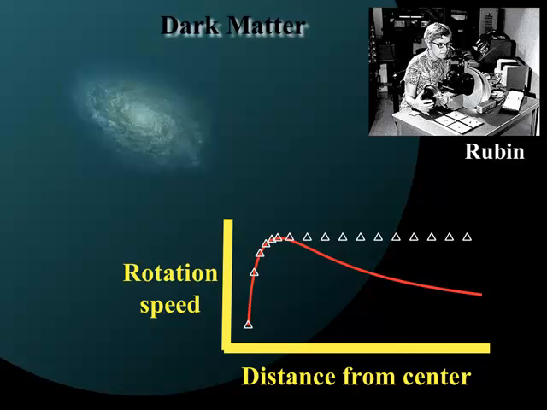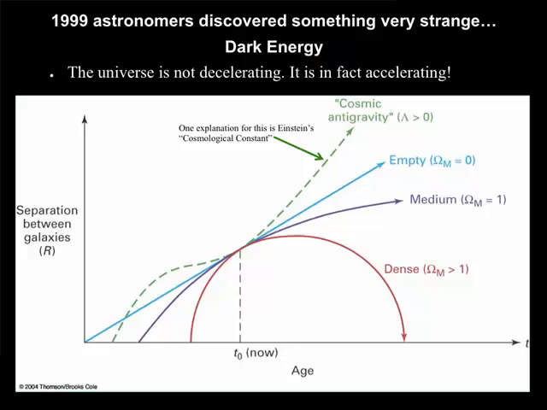In the late 1990s, something even weirder than dark matter was discovered. This stuff is called dark energy. Astronomers in the 1990s were attempting to measure how fast the universe has been slowing down in its expansion. What you expect is that the universe is expanding, but because there's mass in the universe, all that mass wants to slow down the expansion.